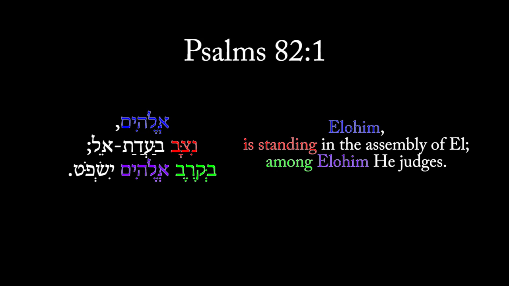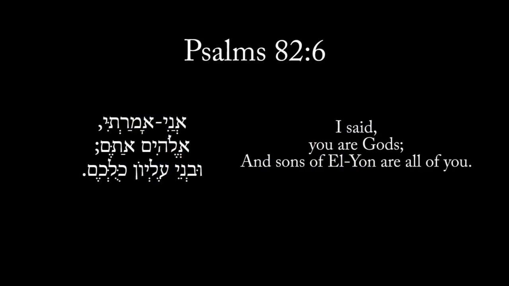Elohim, or God, is standing in the assembly of God. Among the gods he judges. This shows that Yahweh is the head of a pantheon, and this is supported further in verse 6 of the same chapter where God is speaking to his congregation.